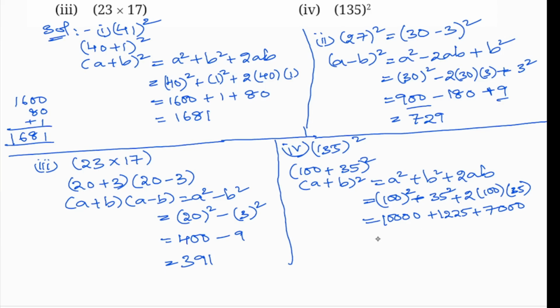Now let us add all this. If you add 10,000 and 1225 and 7,000, you will get 18225.